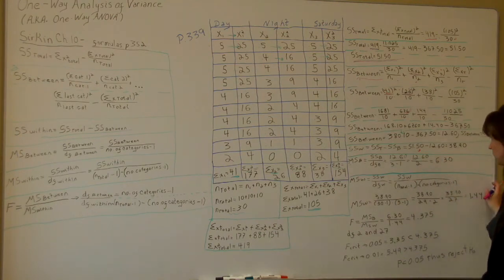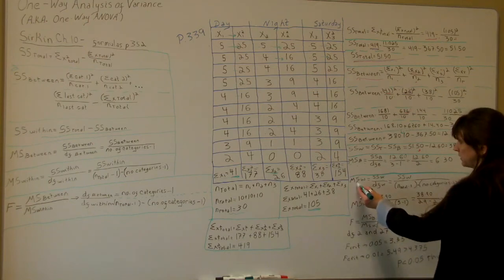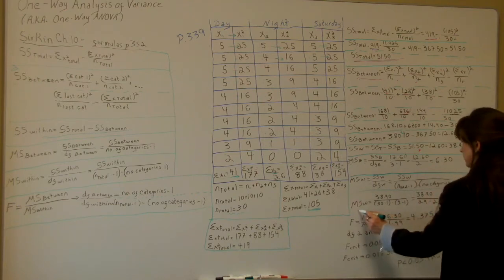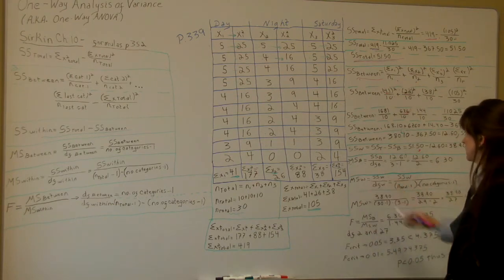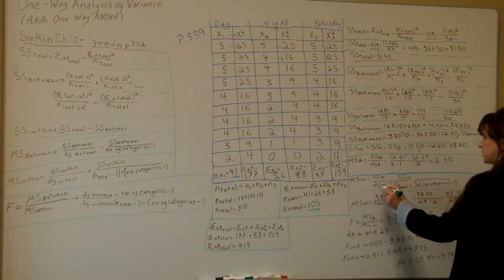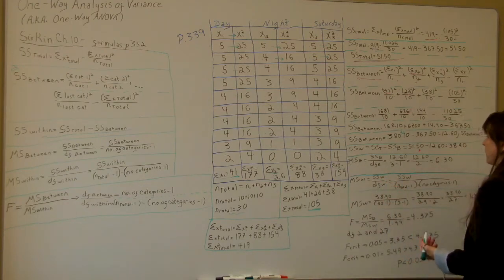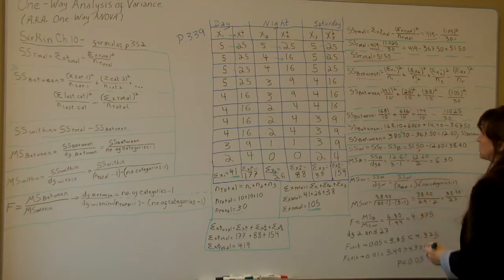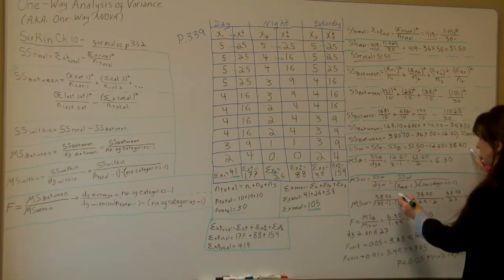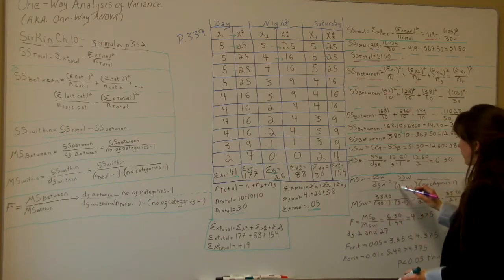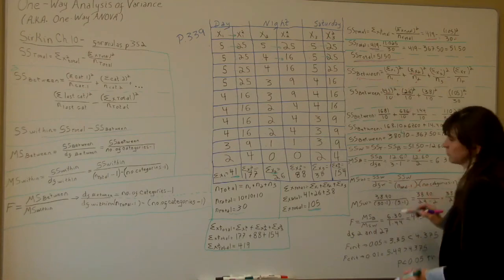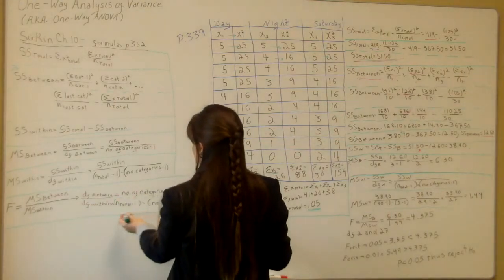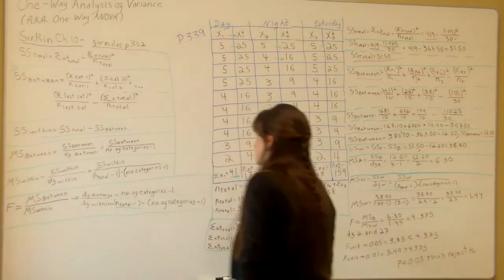We're almost there, ladies and gentlemen. The next one is mean squares within. I'll just put a little line so you can see the difference here. Mean squares within equals sum of squares W over degrees of freedom within, DFW. Your sum of squares within is 38.90, and that's going to be over the degrees of freedom within, the formula you saw right over here.